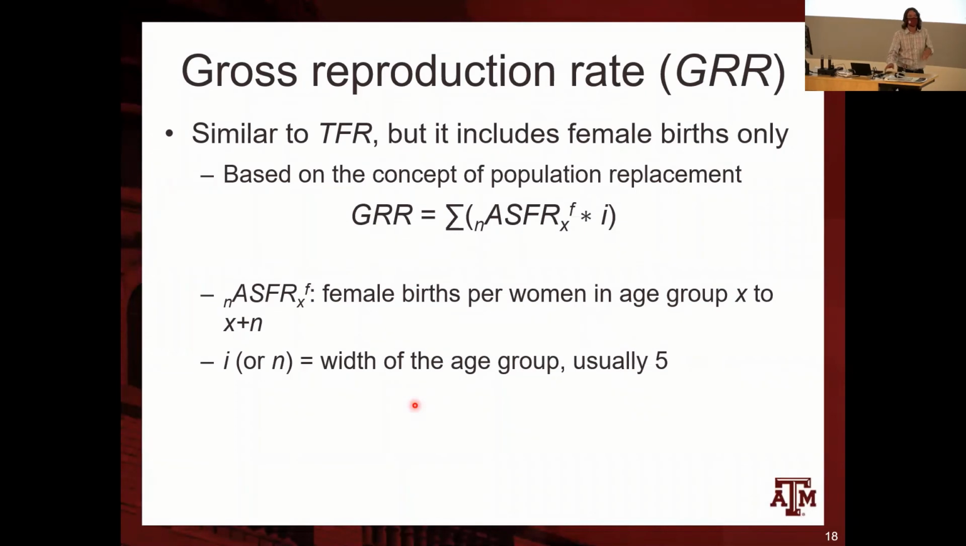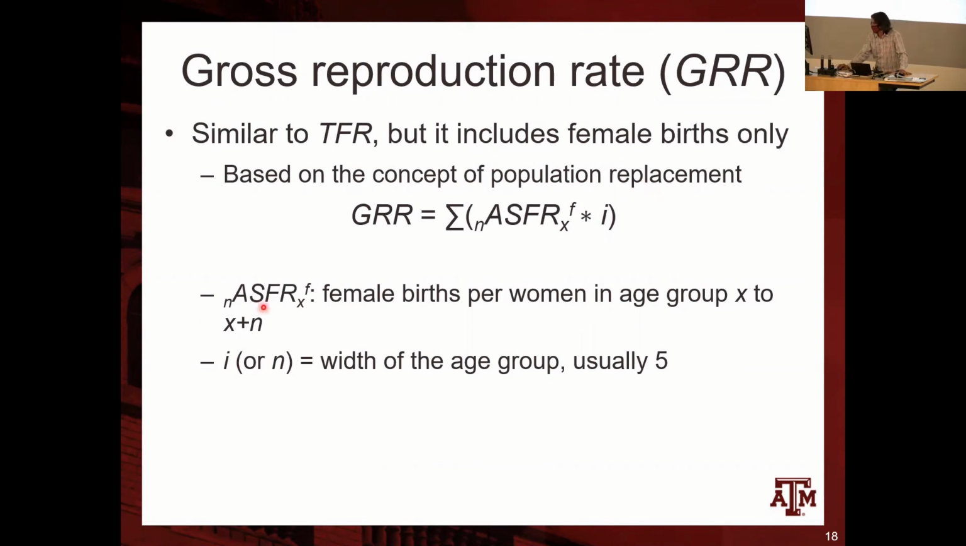Now we go to reproduction rates. Reproduction rates now, what's the difference now? We are going to talk only about female births, not going to talk about male births anymore. It's similar to the TFR, but it includes only female births in the numerator. And it's based on the concept of population replacement, that the daughters will replace their mothers in producing babies when they are in reproductive ages, when they are between 15 and 49 years of age.